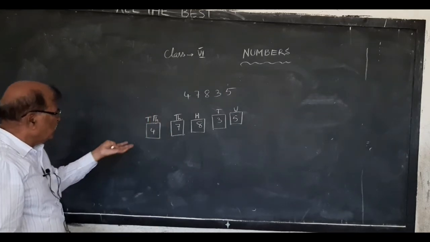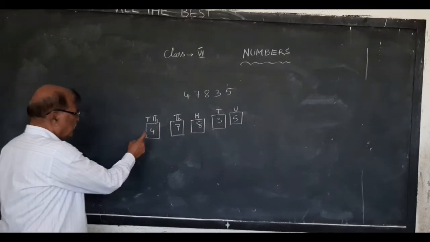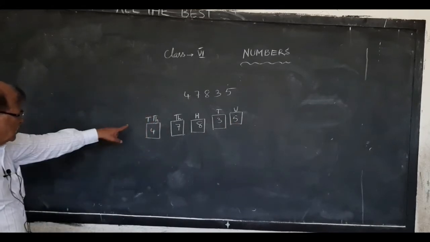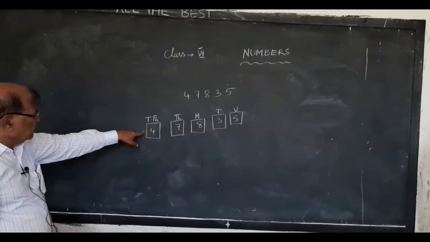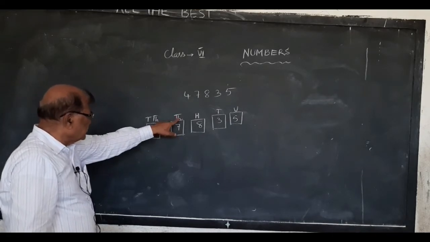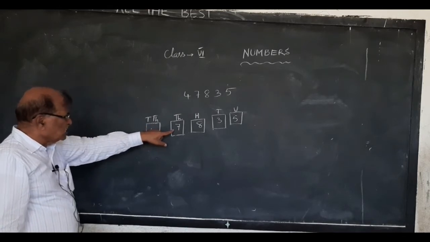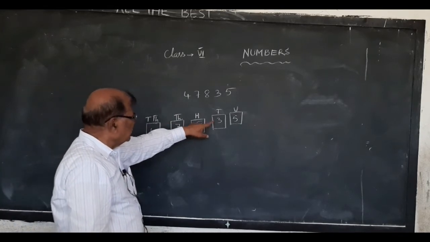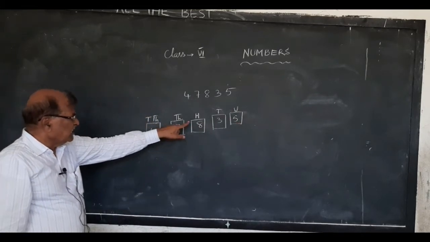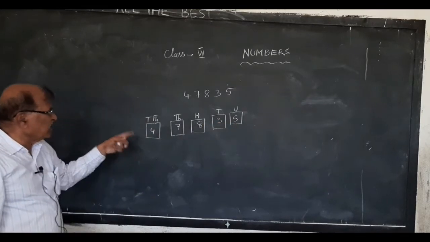So this is the way of forming a number, a 5-digit number. In thousands, we have 47. This is also in the thousands place. So 47,835. This is the way of reading a number.